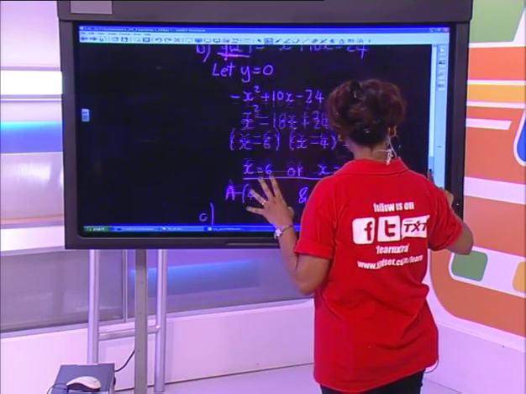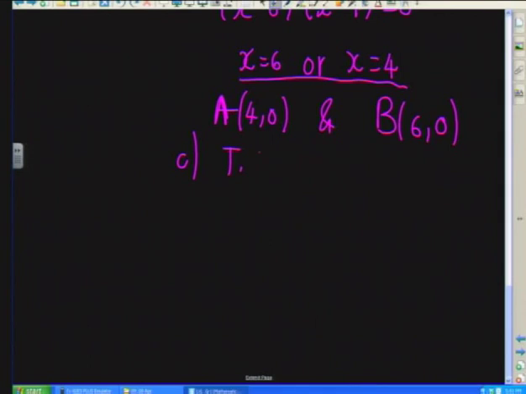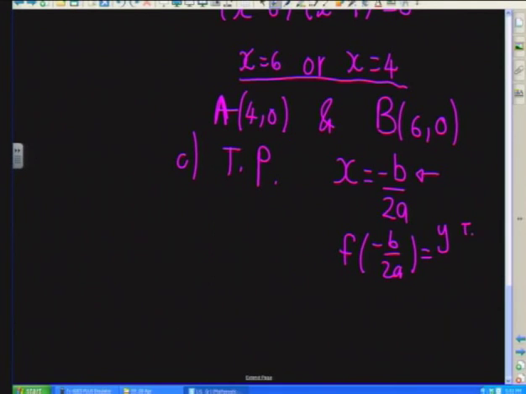We need to find the turning point. How do we do that? You'll remember early on in the lesson I told you to find your axis of symmetry. We say x is equal to negative b over 2a. So this is the x value of your turning point. If I want to find the y value, I substitute that x value into the equation, and that will be the y coordinate of your turning point.